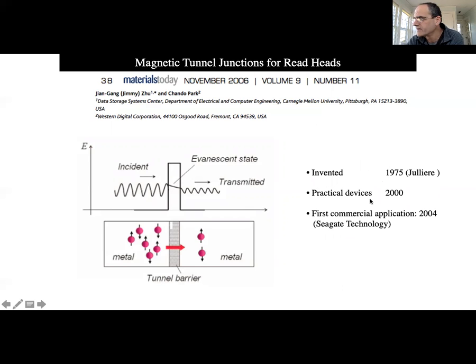Okay, so magnetic tunnel junctions were invented in the 1970s, but the first practical devices came around the year 2000. And their first commercial application came in 2004 with a device from Seagate Technology. And now they're dominant. They're the dominant technology that's used to read magnetic fields. And they're based on tunneling. In this case, we measure a current that tunnels through a thin insulating gap, okay?